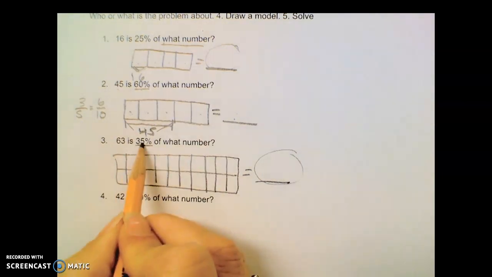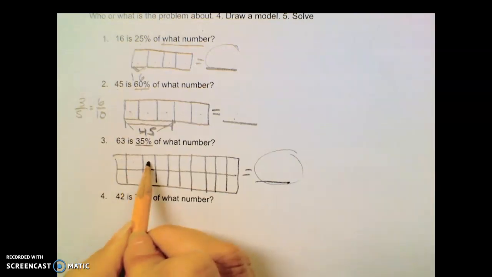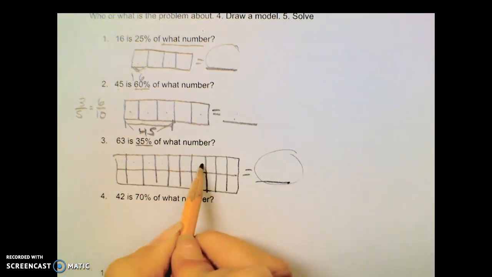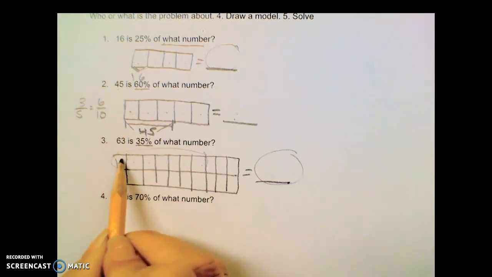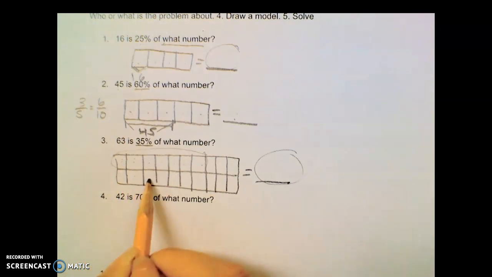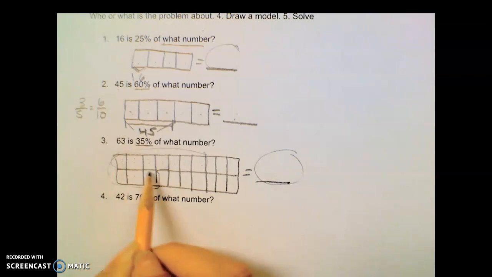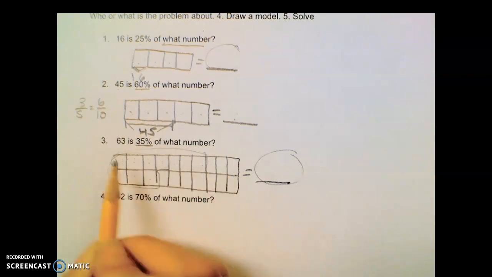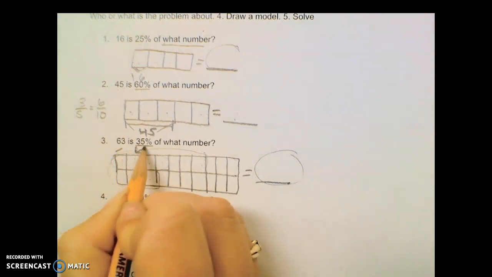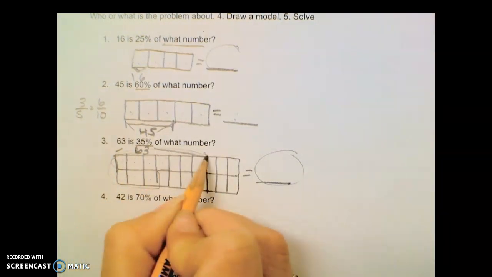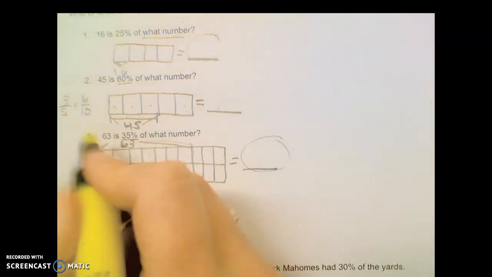In order to figure out 35%, well, this is 5% each. So 5, 10, 15, 20, 25, 30, 35. You can either look at it as this part, or some of you prefer 5, 10, 15, 20, 25, 30, 35, and look at it as this part. It doesn't really matter as long as you're looking at 7 of the boxes. 7 of the boxes equal 63, because that's 35%. So for my purposes, I'm just going to use this right here.